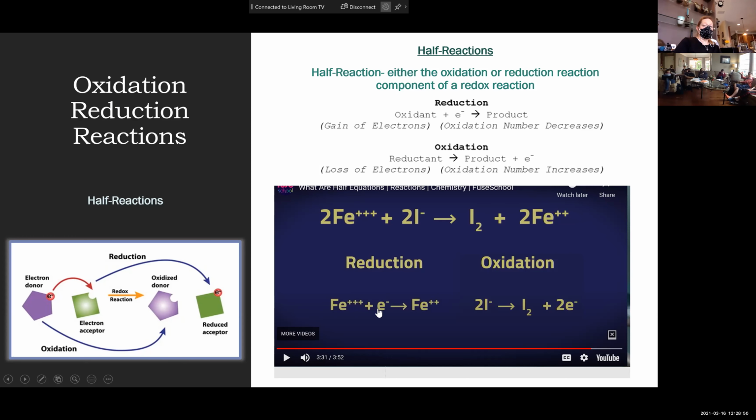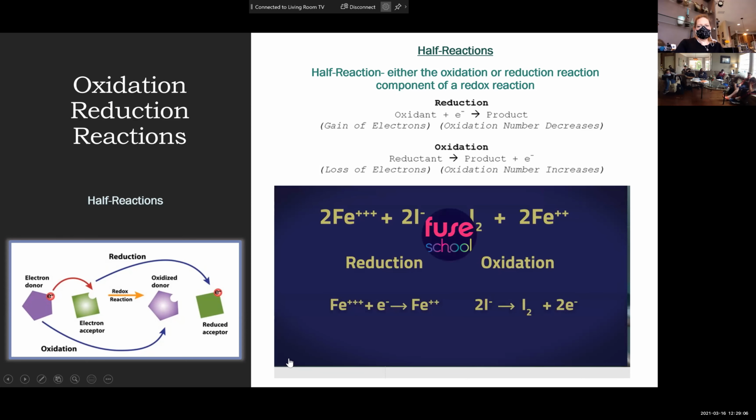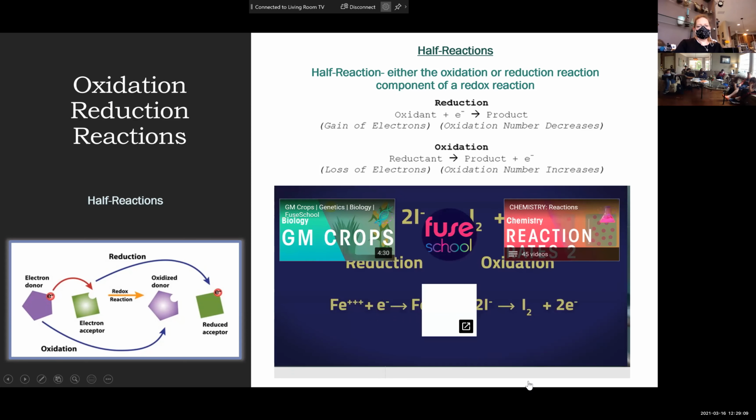You're adding an electron, and that's going to result in your plus 2. Iodine ions are oxidized and so lose their electrons to form iodine. So in summary, half reactions represent either an oxidation reaction or a reduction reaction of a redox reaction.